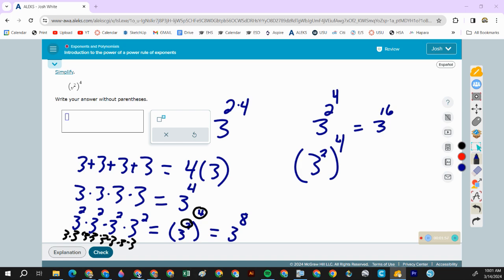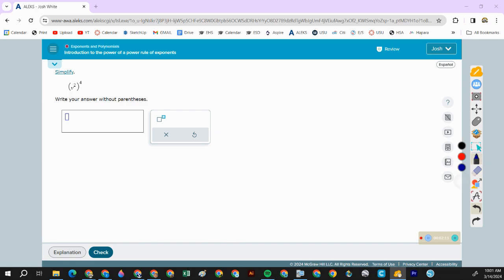Does that make sense? This is saying we have 4 copies of this, and this is saying we have 4 copies of the 2. Okay? So for this one, we have 4 copies of v squared, which is going to be v to the 8th.